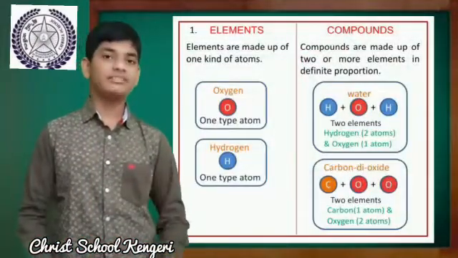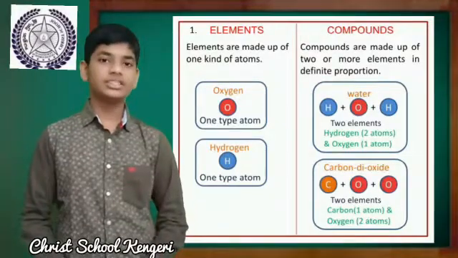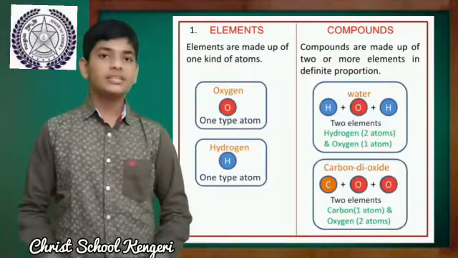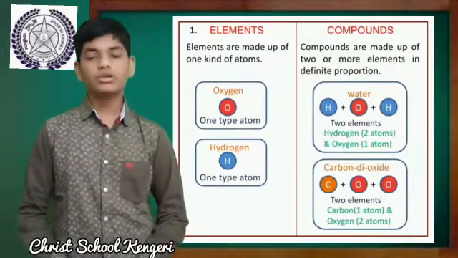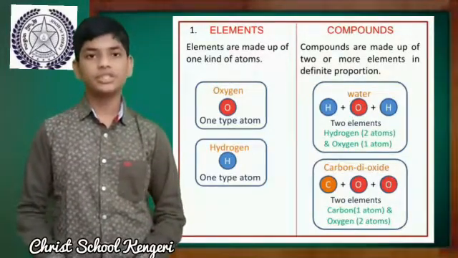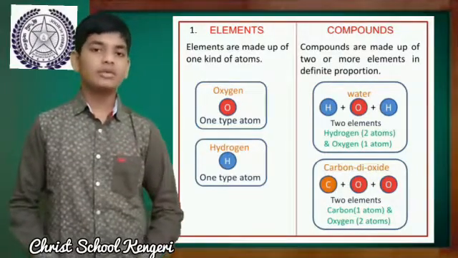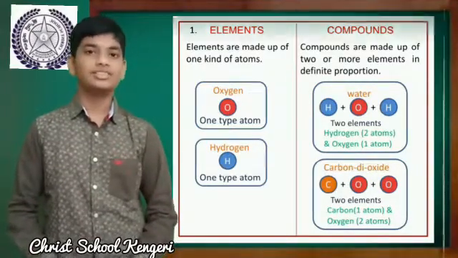Elements are made up of only one kind of atom. Example, oxygen made of oxygen atom, hydrogen made of hydrogen atom. Whereas compounds are made up of two or more kinds of elements in definite proportion. Example, water made up of hydrogen and oxygen, carbon dioxide made up of carbon and oxygen.